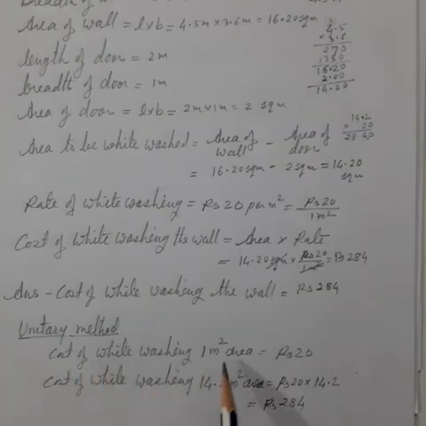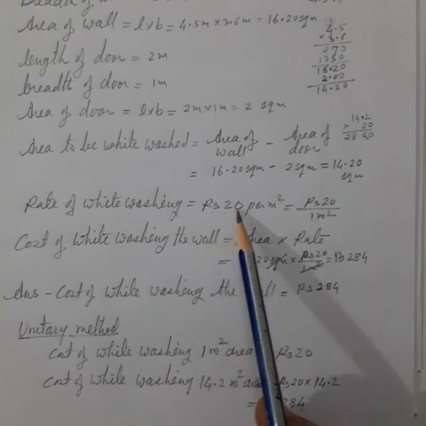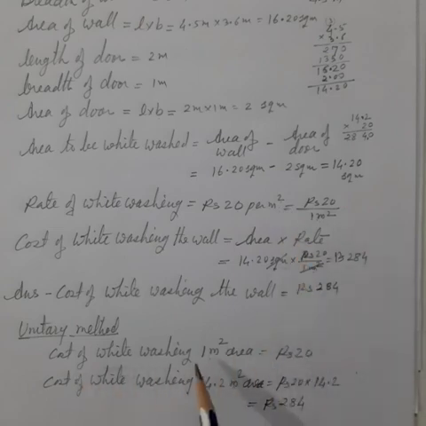In another way also you can find out the cost. Cost of whitewashing 1 meter square area: the rate is given rupees 20 per meter square, so the cost of whitewashing 1 meter square area is rupees 20. So for finding the cost of whitewashing 14.2 meter square area, we have to multiply 14.2 by 20. We will get the same answer, rupees 284. Answer we will get in rupees because it is the cost.